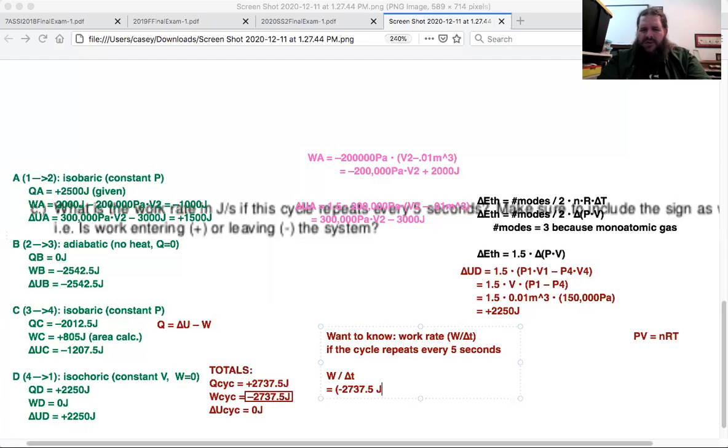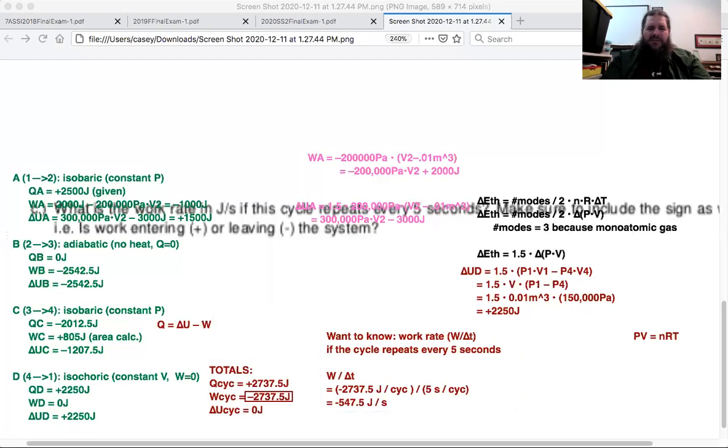and let's even put units here. This should really be joules per cycle. And then we're dividing that by time. Delta time is 5 seconds per cycle. Cycles and cycles cancel out. We get whatever this is, negative 2737.5 divided by 5. So that looks like negative 547.5 joules per second. Cycles and cycles cancel out, so we're left with joules per second.